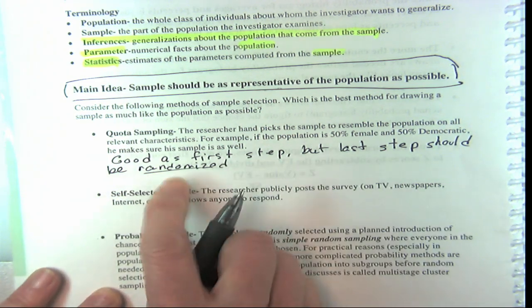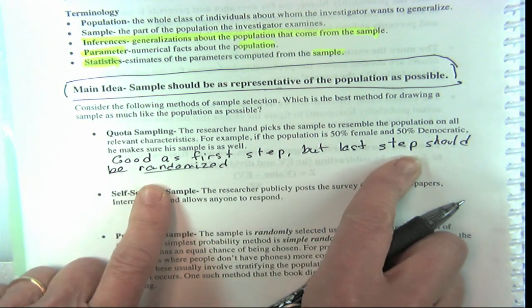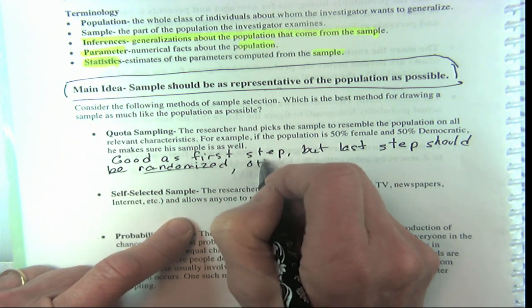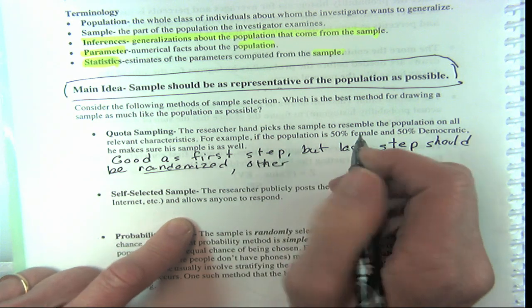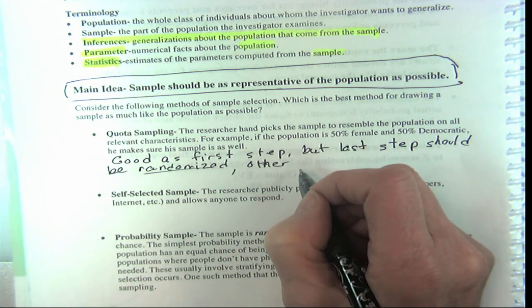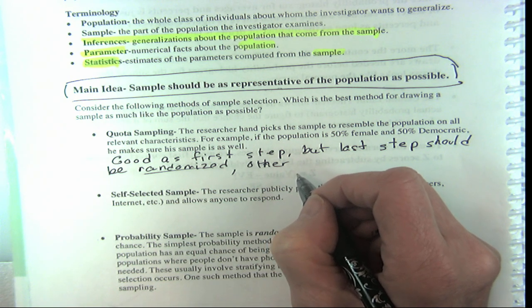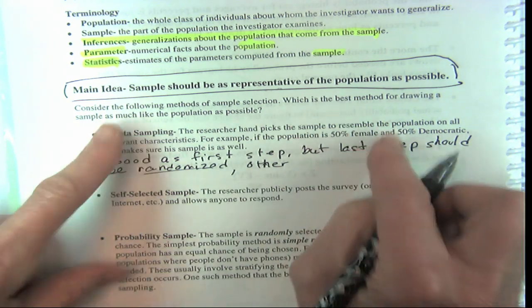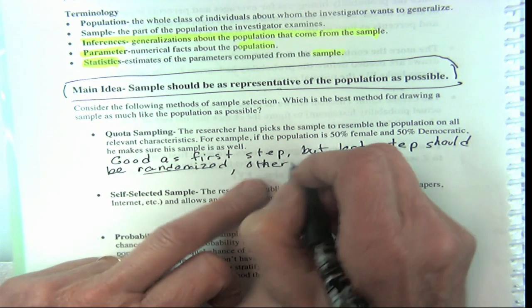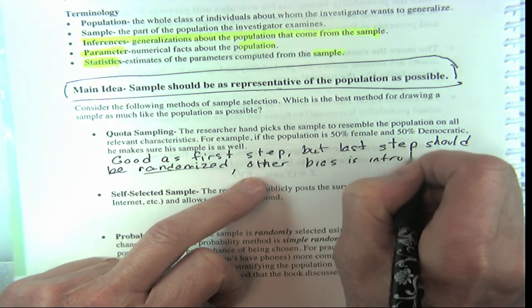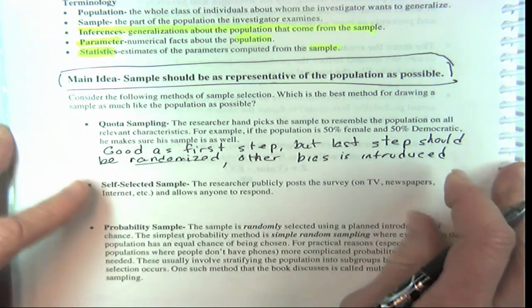Should be random assignment, some kind of randomization process. Okay? Otherwise, bias is introduced. If humans choose, for one thing, they don't identify all the relevant characteristics, and they might introduce a lot of systematic error in deciding who among particular demographic groups they're going to choose. So otherwise, bias is introduced. We saw that before. All right.